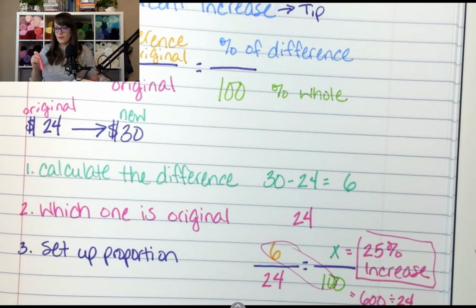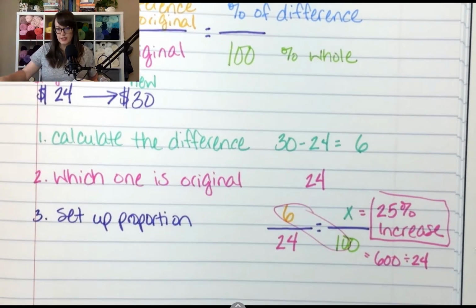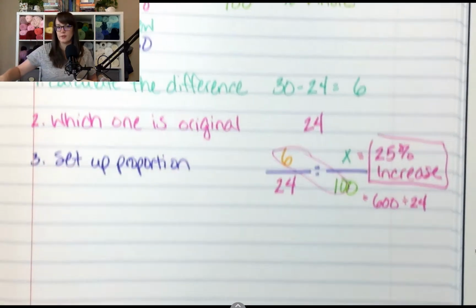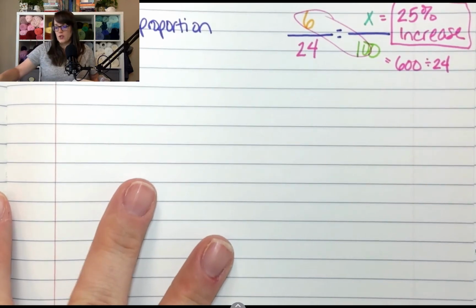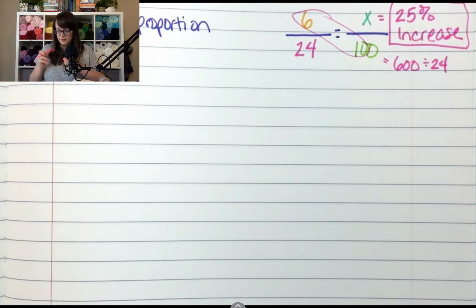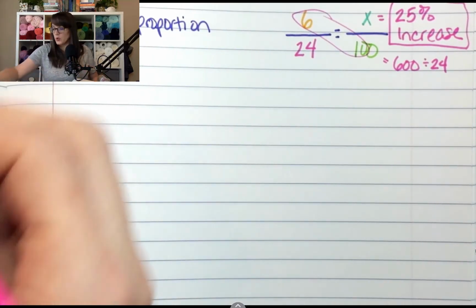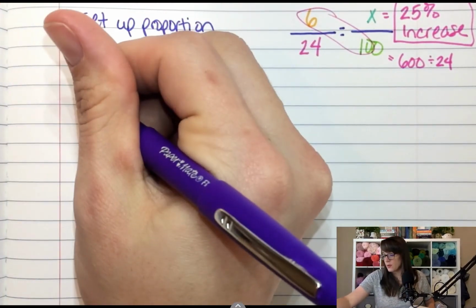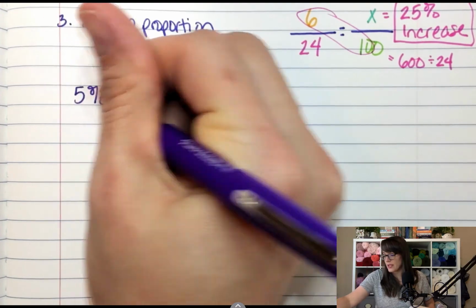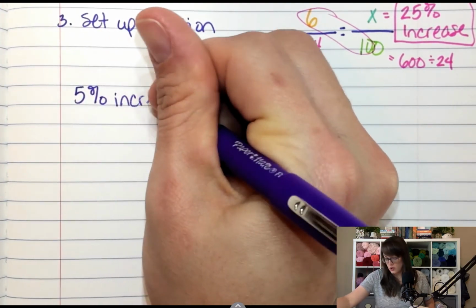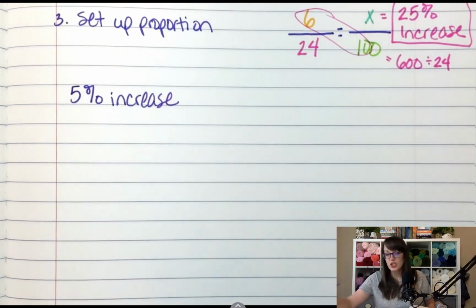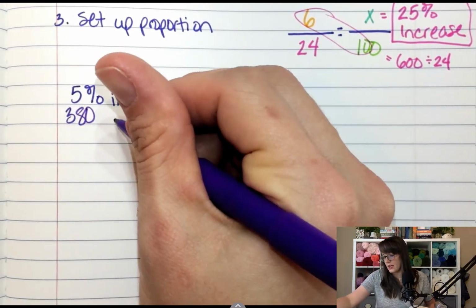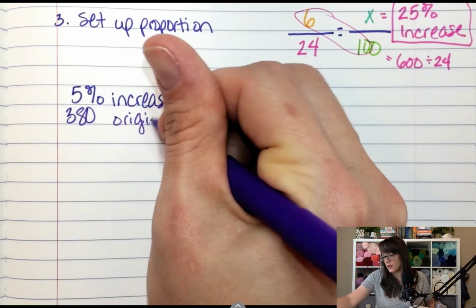Okay. What if they tell you the percent of increase? What if they tell you which one is the increase? Let's do one of those. So let's say that I know that there is a 5% increase. So I'm going to add 5% increase to something that is originally $380. 380 original.